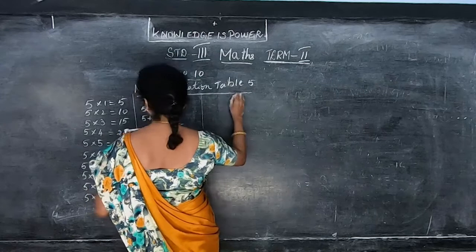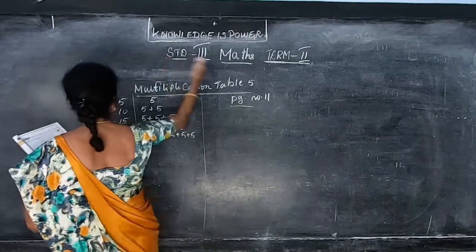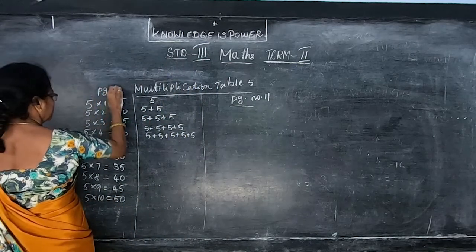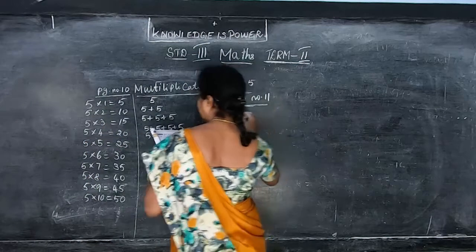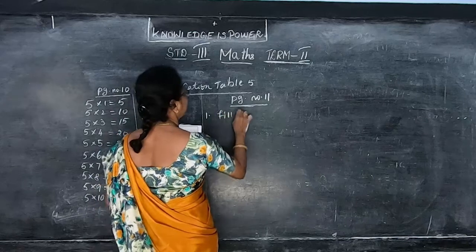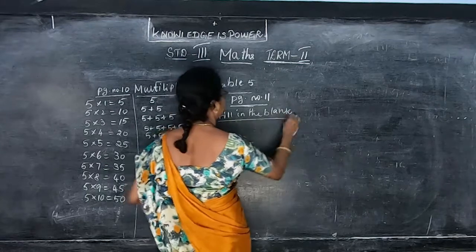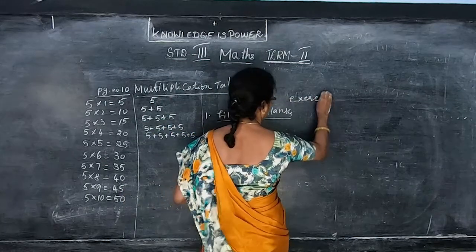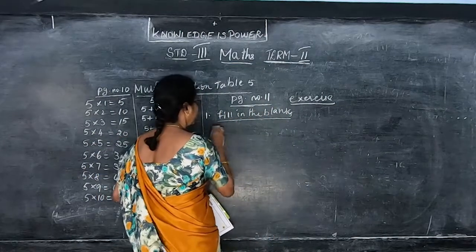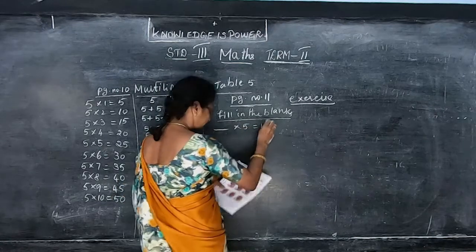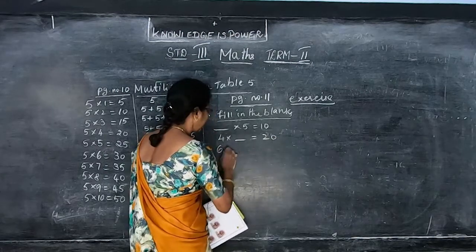Now page number 11. This is page number 10. Page number 11, you can see here they are given fill in the blanks exercise. Fill in the blanks. That is the exercise they are given, but they didn't give the number, so exercise only. Okay, now dash into 5. Dash into 5 is equal to 10. 4 into dash is equal to 20. So they will give that like this only.